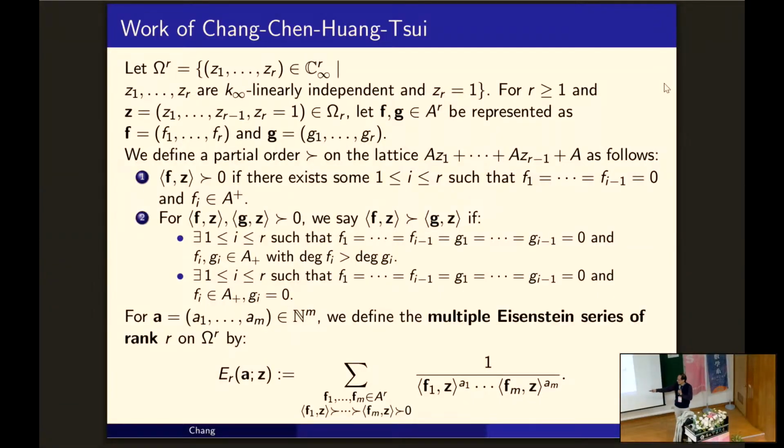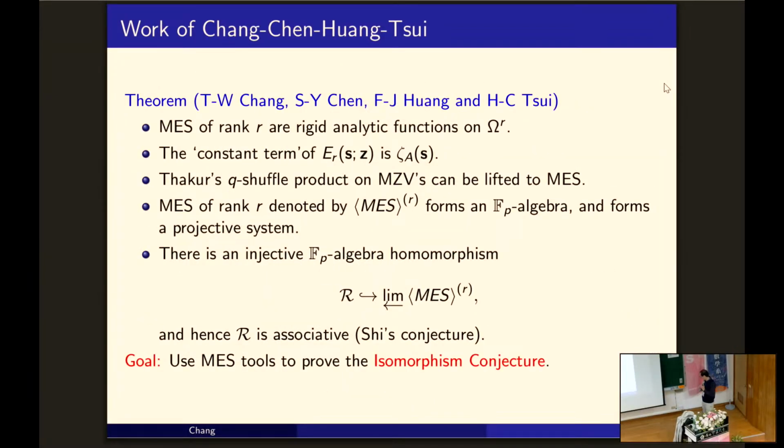And what I want to say is that for any couple of positive integers, we can define this multiple Einstein series in terms of this form. And in the last 2 minutes, let me summarize what the students worked on: Zhang Chen and Huang Cui. I'm not this Zhang, it's Qing Zhang. So multiple Einstein series of rank R are rigid analytic functions on this twin field metric space.